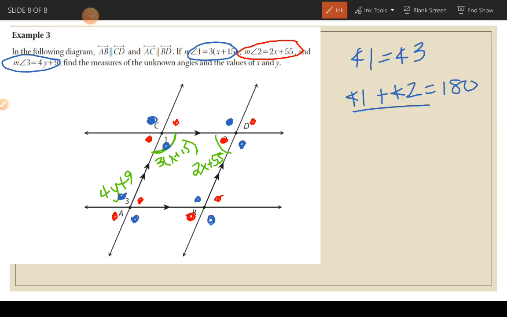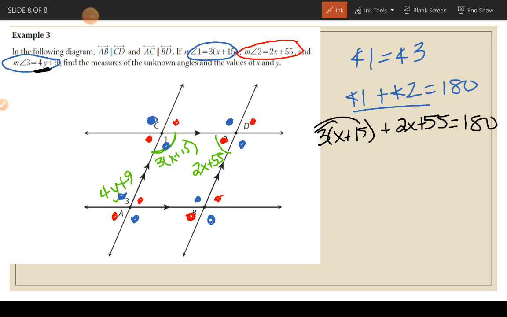So I'm going to add 1 and 2 together to equal 180. Now, why am I going to do that? Because angle 3 has a y in it. And if I put something with a y in there, it's not going to help me because I'm going to have two different variables that I don't know the value of. So I have 3x plus 15 plus 2x plus 55. That's going to equal 180.